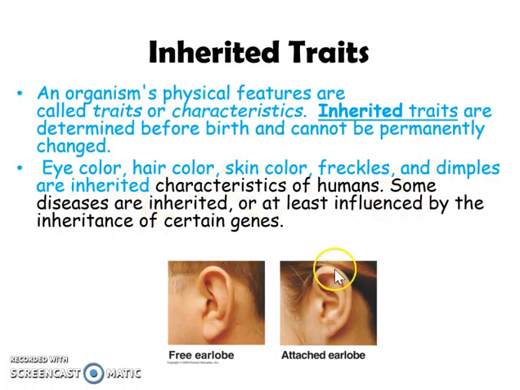Some diseases are inherited or at least influenced by the inheritance of certain genes. Here's a picture of one that we've talked about before. Your genes affect whether you have a free earlobe or an attached one. It also mentions that some diseases are inherited. You have things such as sickle cell anemia that can be passed down through your genes. And there are other types of genetic diseases as well.